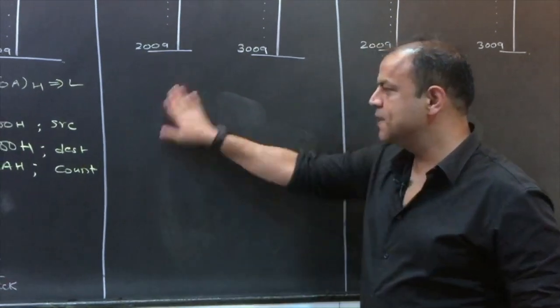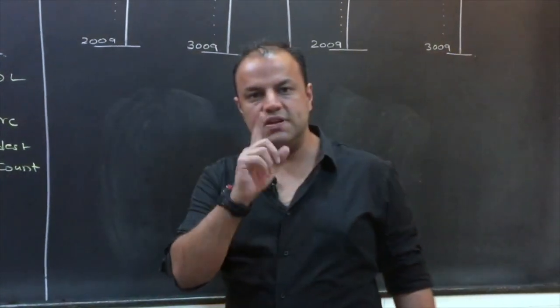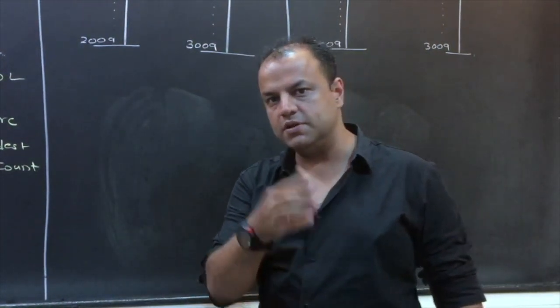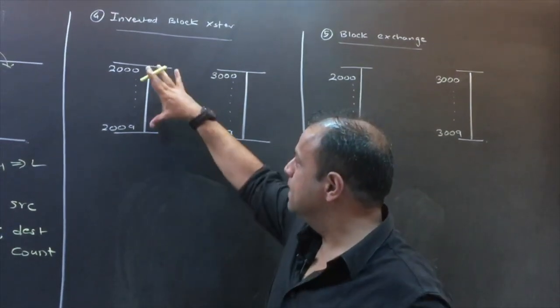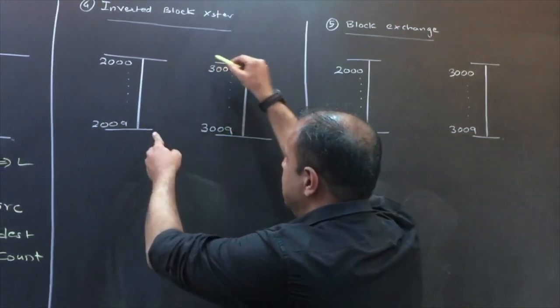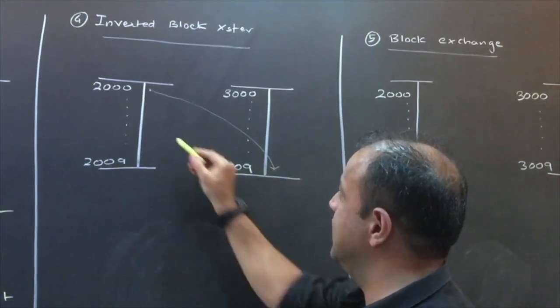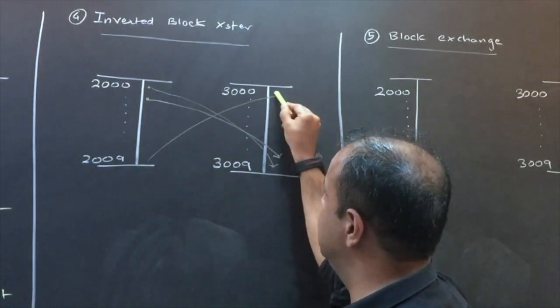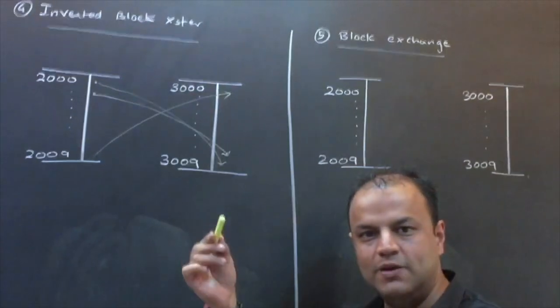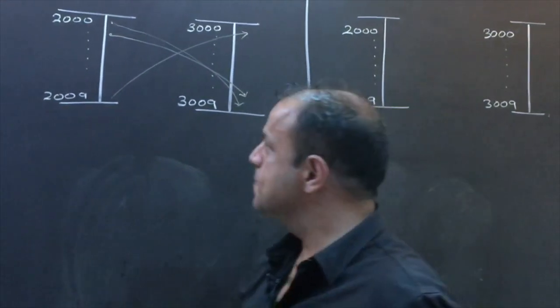Anyway, let's go ahead. So that was a normal block transfer. Now you understood that. I want these two programs to get over within 5 minutes. Okay, 10 minutes we should be done with this video. Come on. Inverted block transfer. This block should be stored in an inverted form. That means 2000's data should come to 3009. 2001's data should come to 3008. 2009's data should go to 3000. You understand, 1, 2, 3, 4, 5 should be stored as 5, 4, 3, 2, 1. Is that clear? Now how do you do that?